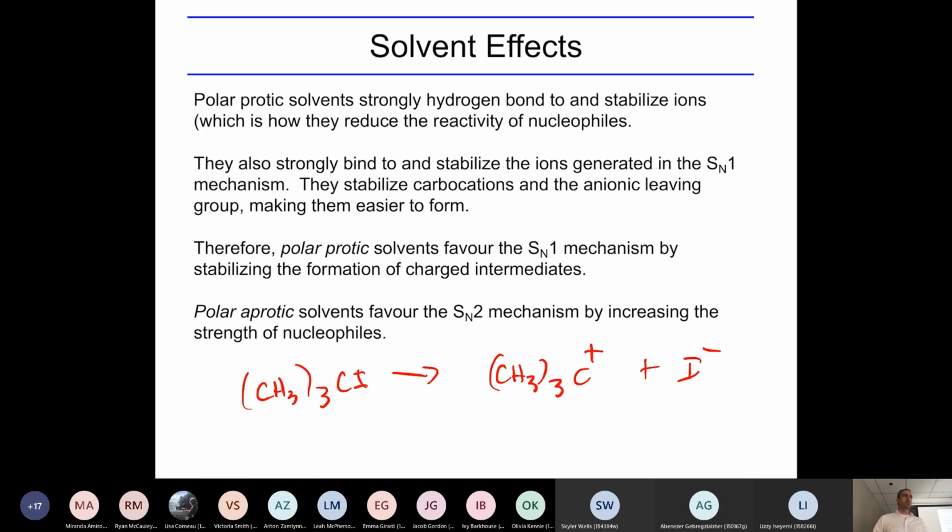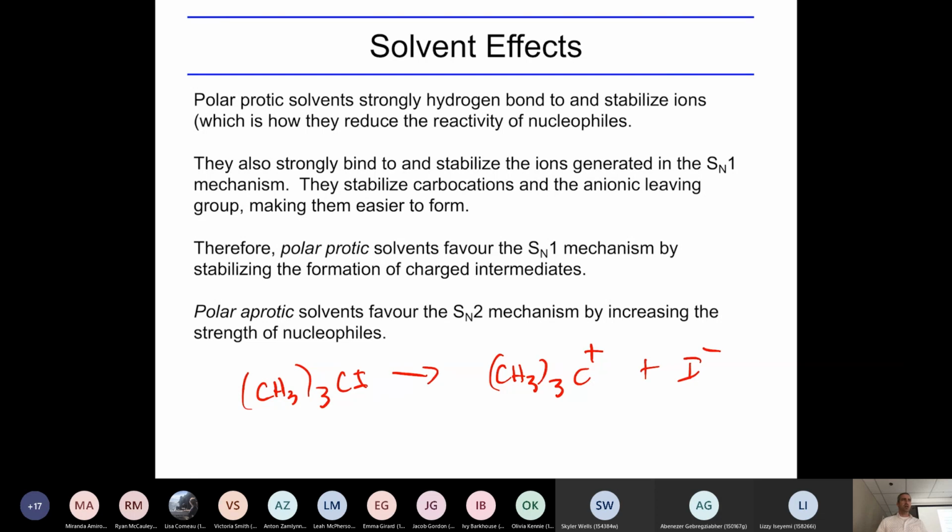Because polar protic solvents form shells around ions. That stabilizes those ions, makes them more stable. So if we're trying to make a carbocation, it's a lot easier to make it if you're in a polar protic solvent where the solvent is stabilizing those things that you're trying to make. So SN1 has sort of the opposite reliance on solvents as SN2. SN2 prefers polar aprotic, SN1 prefers polar protic. And that's a decision that is under your control.